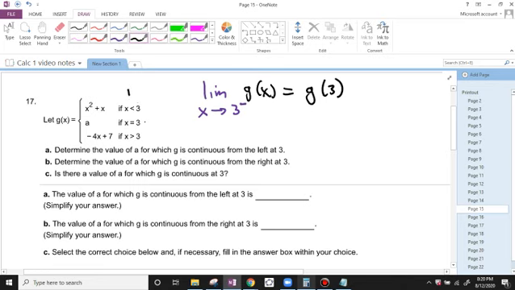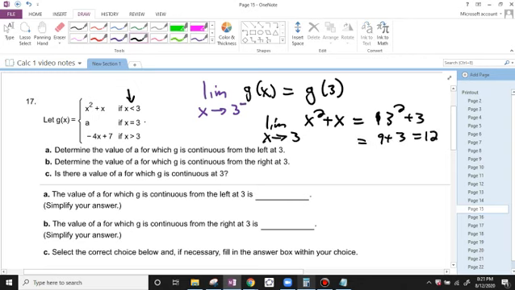Right? So to go from the left to 3 means you need to take values of x less than 3. So we're talking about the limit as x goes to 3 of x squared plus x. When you plug 3 in, you get 12. 3 squared plus 3, 9 plus 3, that's 12. Well, g of 3 is the value of g at 3, and that's a. So that means a is g of 3, right? But if we want this to be continuous from the left, we need a to be 12.